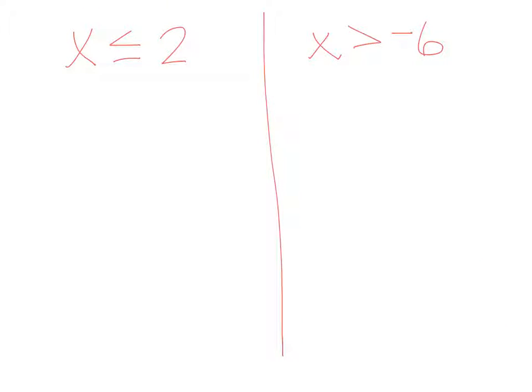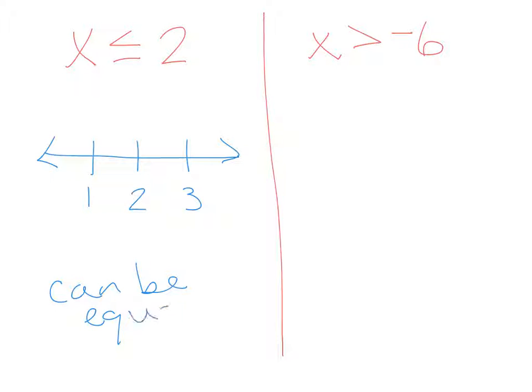Okay, so let's take a look at these two examples. I have x is less than or equal to 2. So since it can be equal, I need a solid dot.